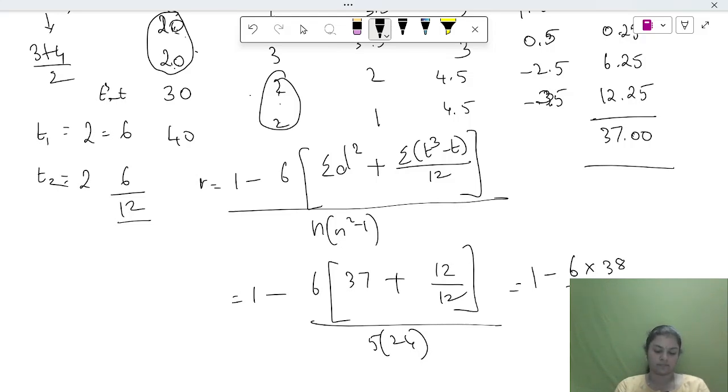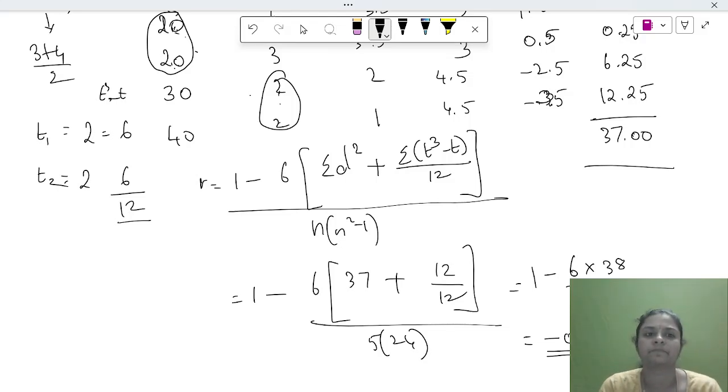Minus 0.9. Minus 0.9. Okay. So this is the calculation of rank correlation with ties. I hope it is clear, friends. Any doubts?